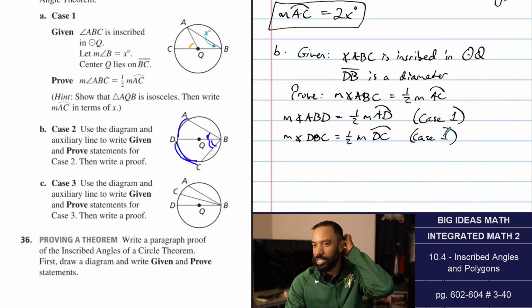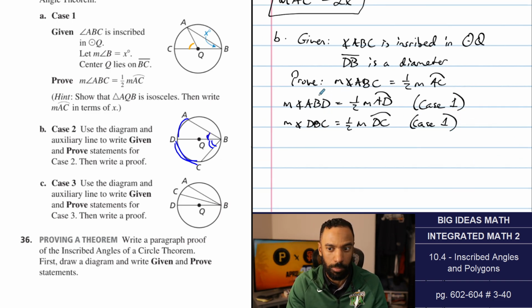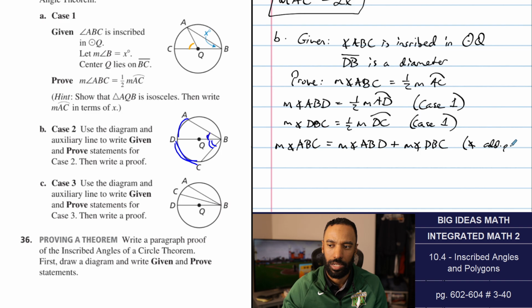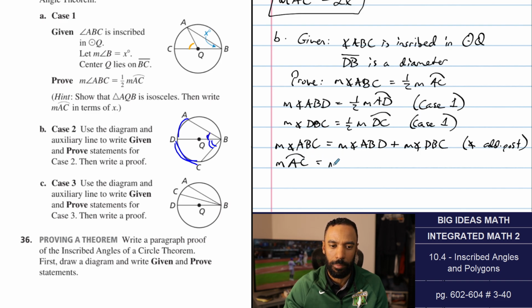Now we get to use the arc addition postulate and the angle addition postulate. So we can say this: the measure of angle ABC is the measure of angle ABD plus the measure of angle DBC. That's the angle addition postulate. Now, the arc addition postulate says that the measure of arc AC is equal to the measure of arc AD plus the measure of arc DC. That's the arc addition postulate.